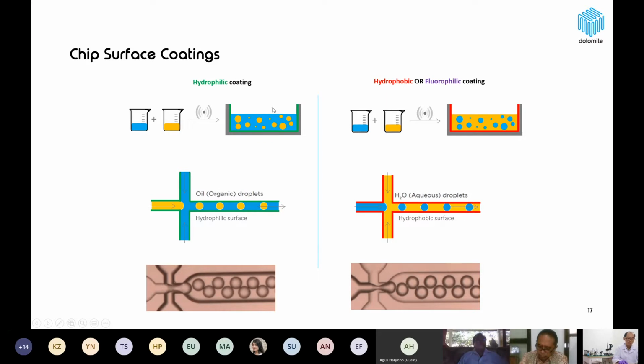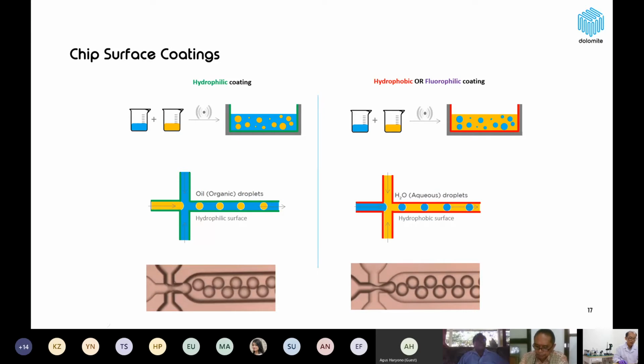and it prevents any integration of the droplets, to make the droplets more stable. In microfluidics it is also similar. So we need to coat the surface of the chip with a hydrophilic coating in the case of making oil-in-water droplets.